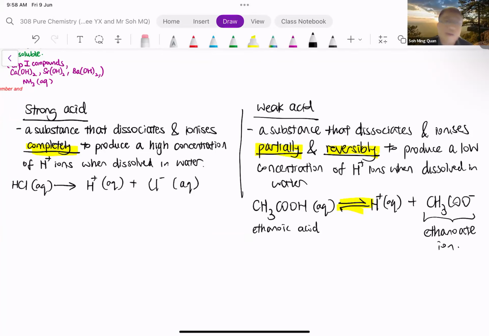It will dissociate and ionize partially and reversibly to give a very low concentration of H+ ions. Okay, it is estimated that maybe out of 1,000 ethanoic acid molecules, maybe only 1 or 2 are actually dissociated. Okay, so that's the difference. Strong acid, 1,000 HCl molecules, 1,000 H+ form. However, for ethanoic acid, you're looking at maybe just 2 H+ or 3 H+ at most being formed from 1,000 ethanoic acid molecules. Right?